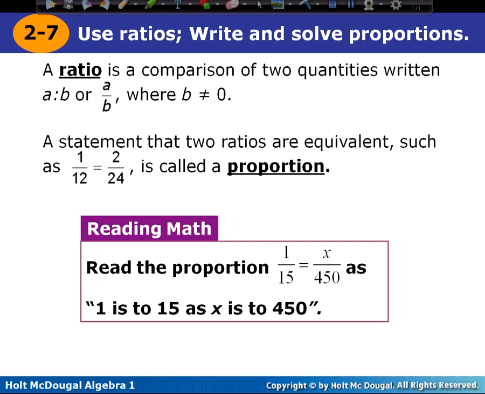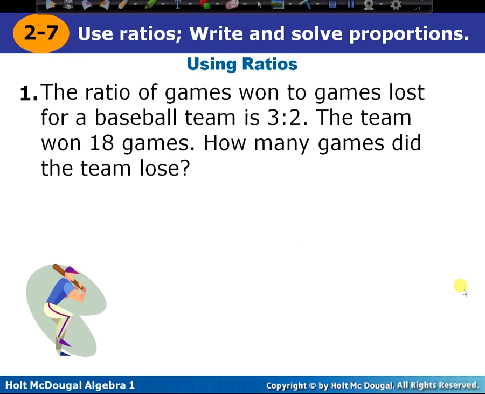It says, read the proportion 1 over 15 equals x over 450 as 1 is to 15 as x is to 450. Just write down these two terms right here. You can pause the video if you need to before you move forward.